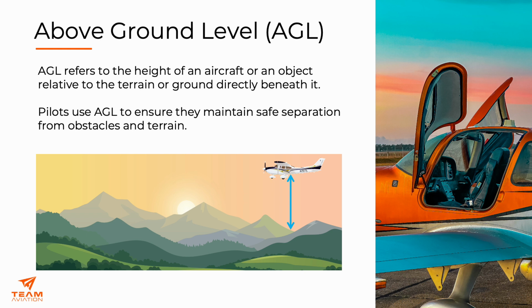Above ground level is an important reference for pilots when avoiding obstacles, complying with minimum safe altitudes, and navigating visually. It is also the measurement used for cloud clearance requirements in visual flight rules, right? And this is why situational awareness and understanding terrain variations are critical when flying at lower altitudes.